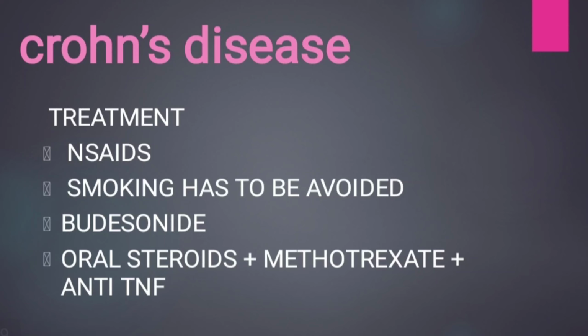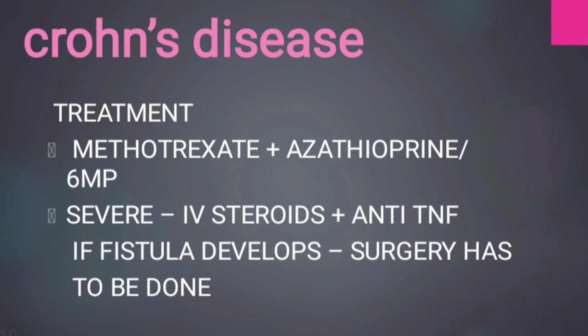NSAIDs are found to be useful in these patients. Smoking has to be avoided as this condition occurs because of smoking. And steroids like budesonide are used in mild disease. In moderate disease, oral steroids with methotrexate with or without anti-TNF alpha drugs. Methotrexate plus azathioprine or 6-mercaptopurine are used. In severe conditions, IV steroids along with anti-TNF alpha drugs.